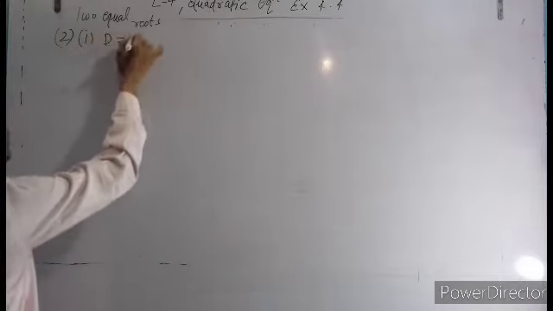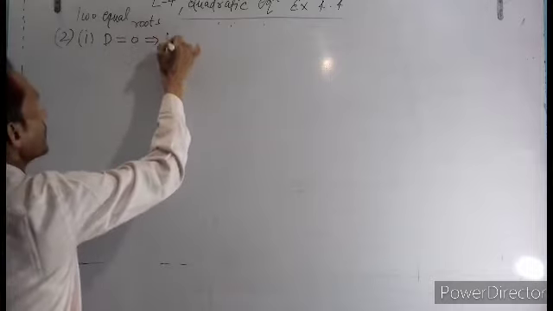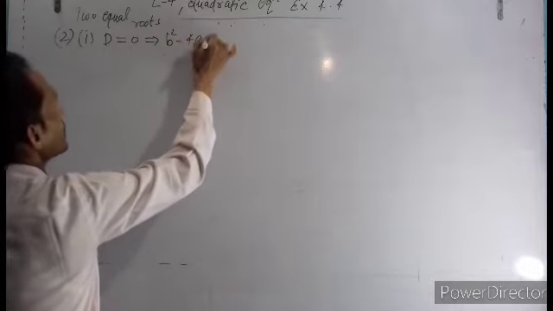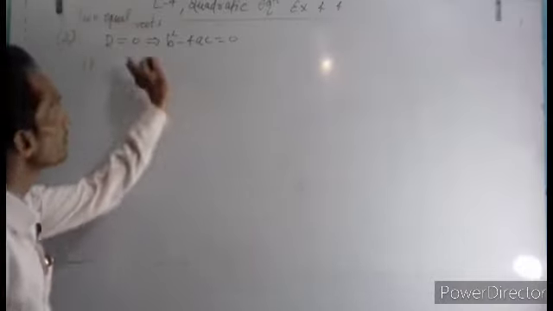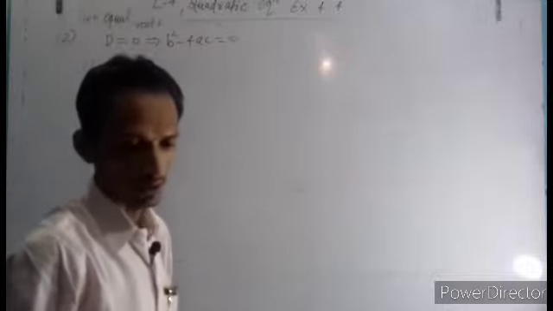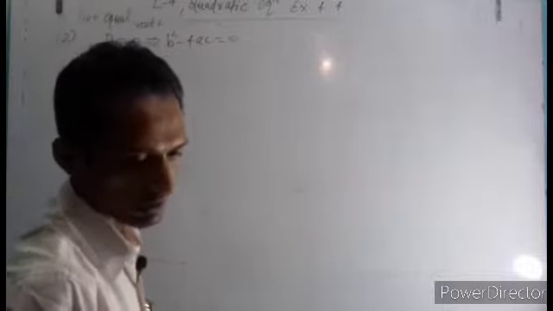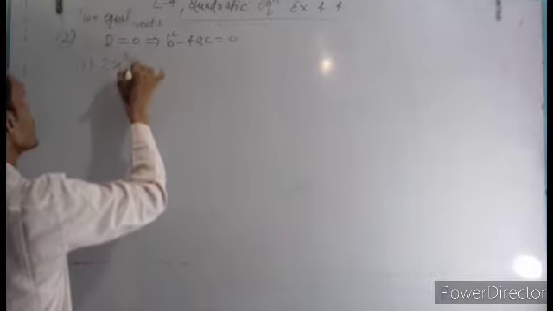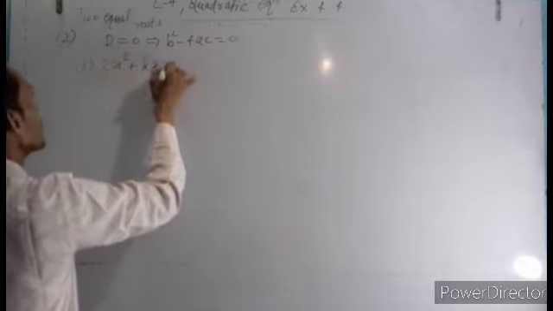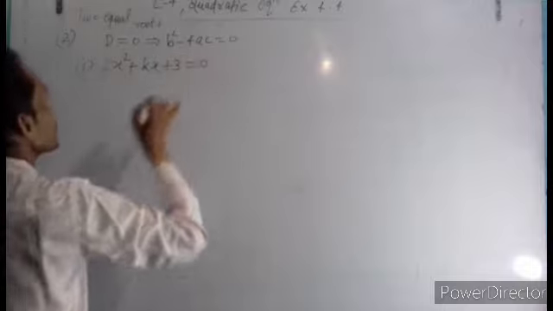This means discriminant equal to 0. It means b square minus 4ac equal to 0. और given में क्या है? First part. You have to use this condition for these two parts. First given you 2x square plus kx plus 3 equal to 0.